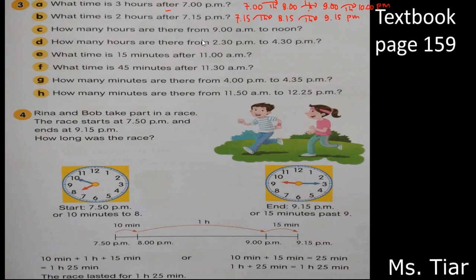Okay, next, how many hours are there from 9 a.m. to noon? Noon means 12 p.m. Sorry, 12 p.m., guys. 12 p.m. Yeah. So what time is it?